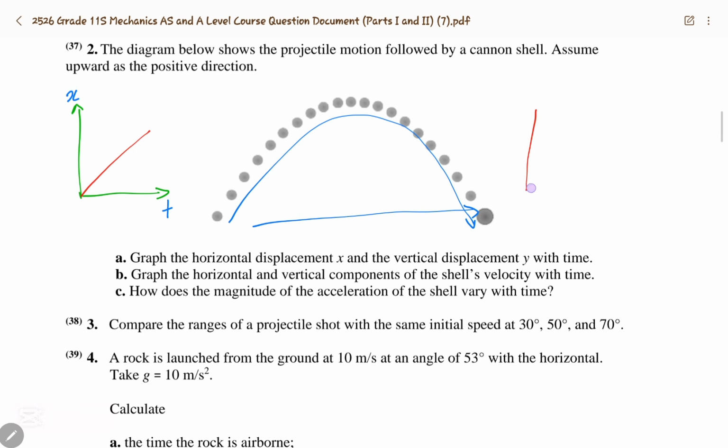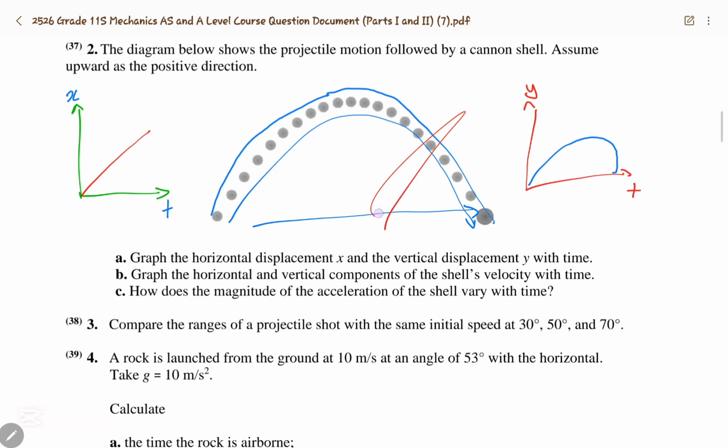Now, if they want us to draw y of t, how does it move on the y scale? First, it goes up, up, up, then it goes up at a slower rate, and then suddenly it goes down. So the displacement with time of the y axis looks like this. Okay, now we'll move on to part B. It says graph the horizontal and vertical components of the shell's velocity with time.